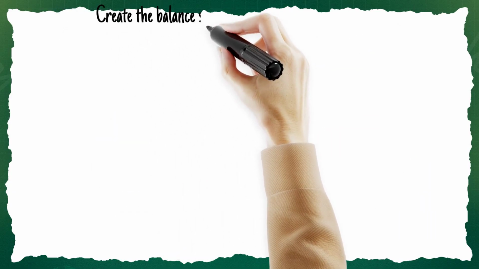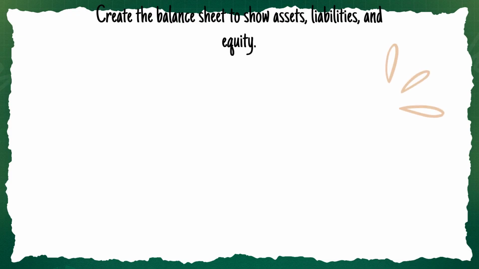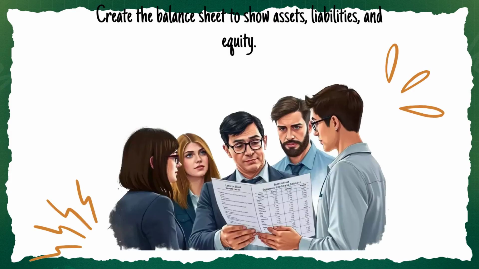Next comes the balance sheet. This statement presents the company's assets, liabilities, and shareholders' equity at a given point in time. It's a snapshot of what the company owns and owes, as well as investments made by shareholders.